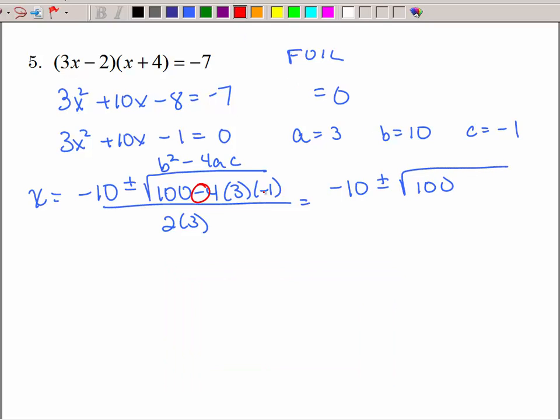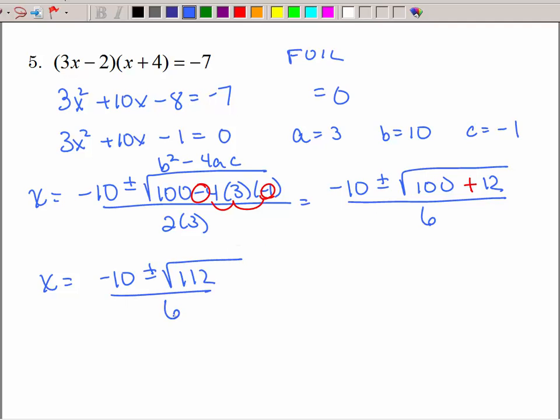So here we have two negatives again, so that's going to be plus, and 4 times 3 times 1 is 12. So 100 plus 12 is 112. Again, you cannot reduce that 10 and 6 yet. You have to simplify that square root.